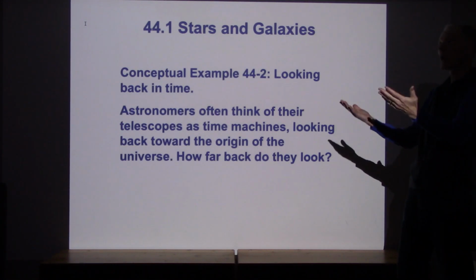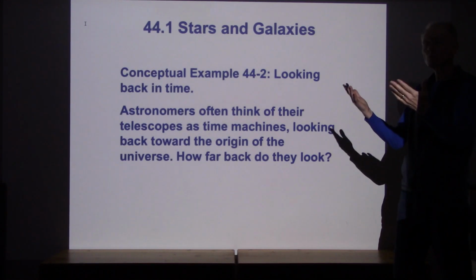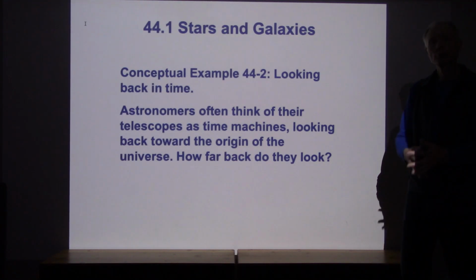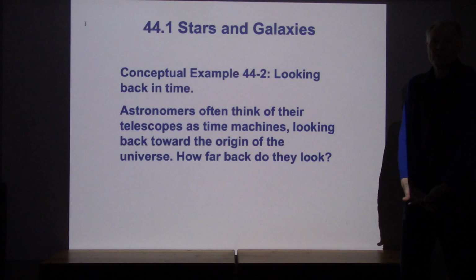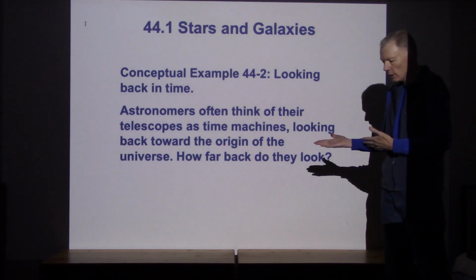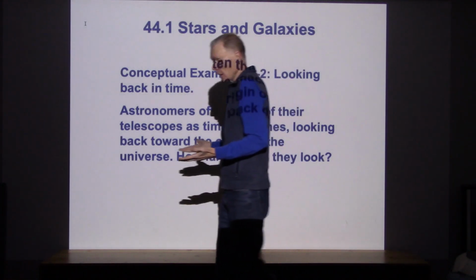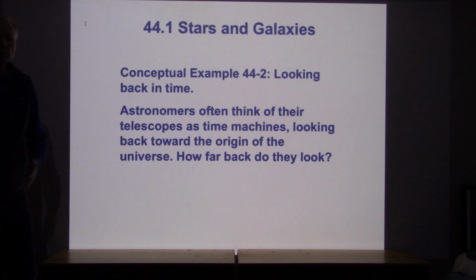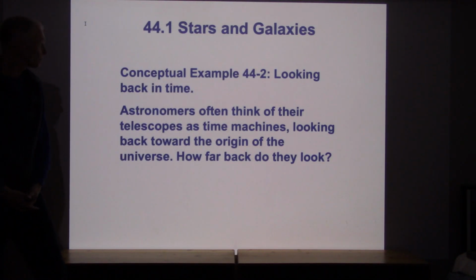Looking at the Andromeda Galaxy is looking at light from the Andromeda Galaxy from 2 million years ago, and that's the nearest large galaxy to us. Looking at some of these other galaxies, some of the most distant galaxies that we can observe, that light has been traveling billions of years.